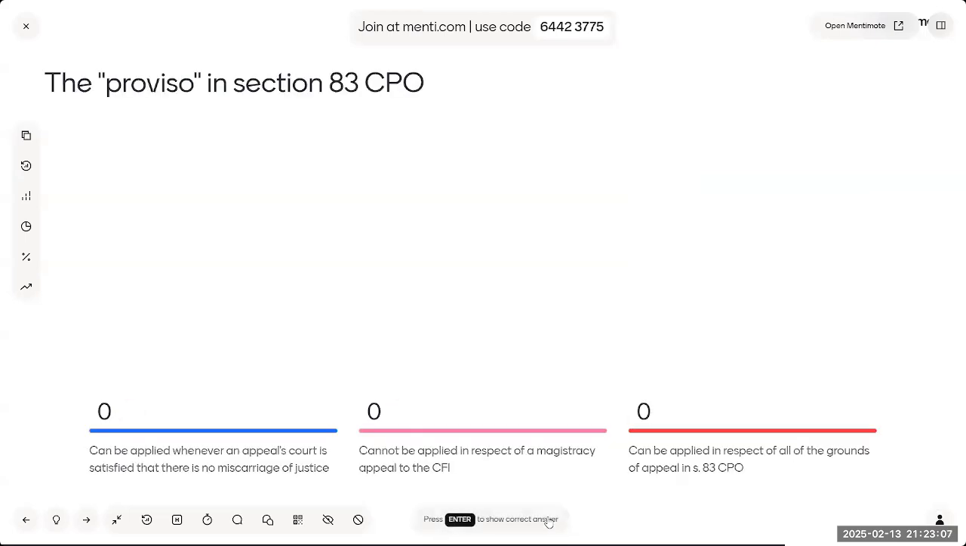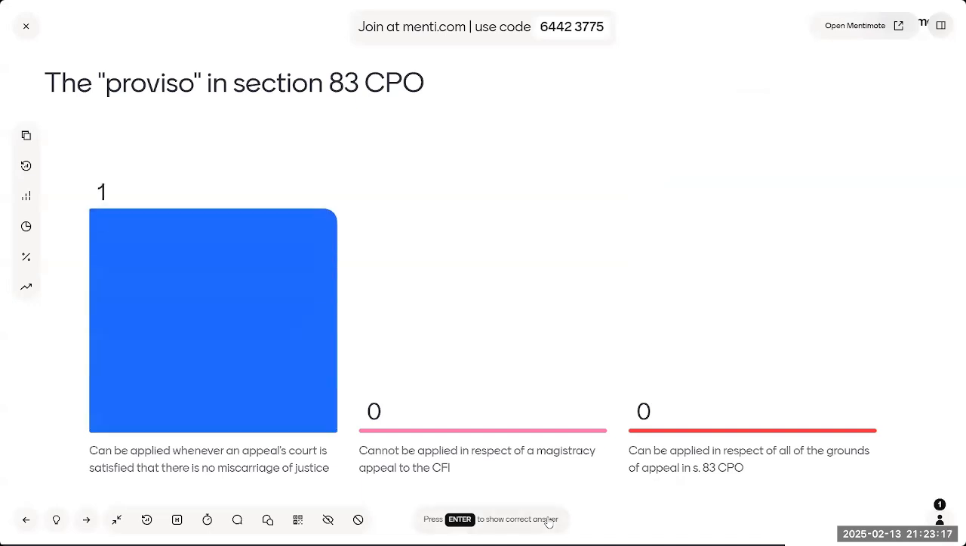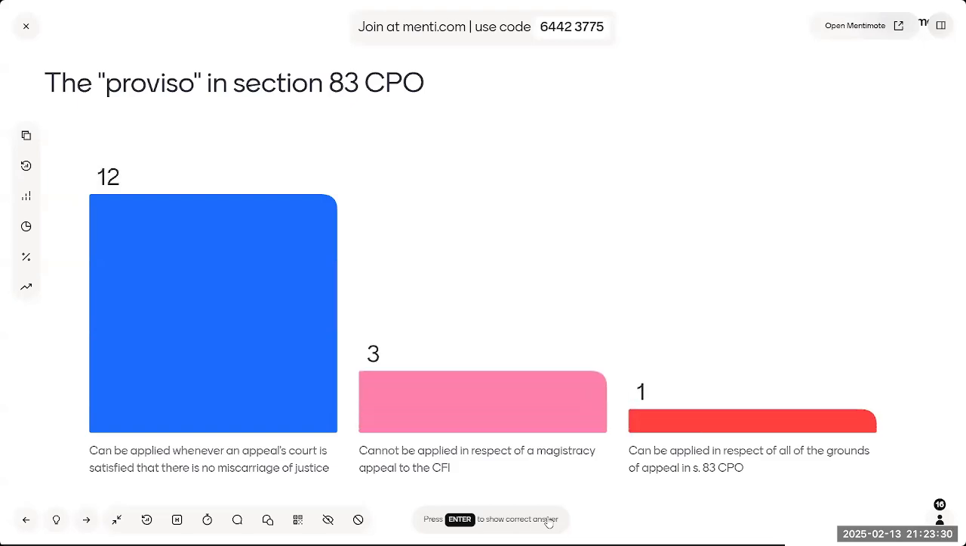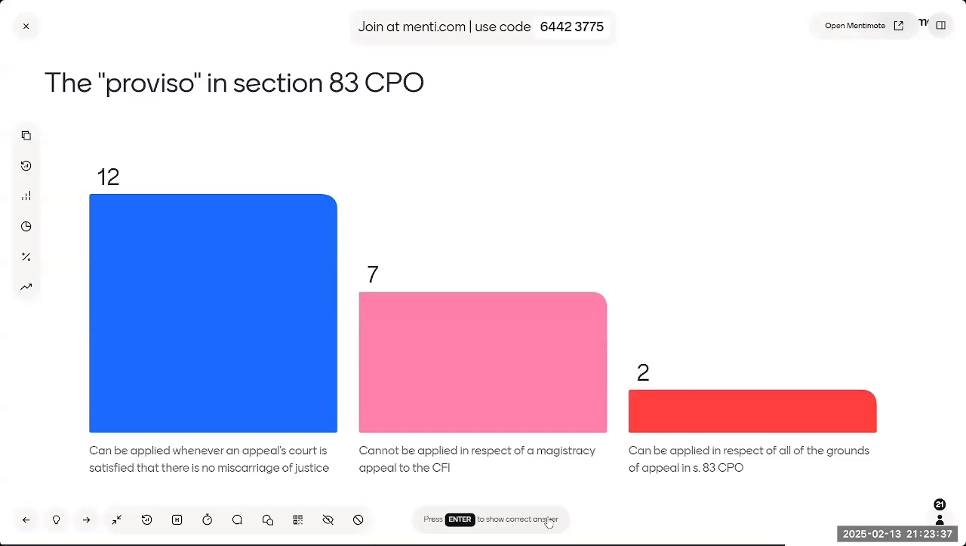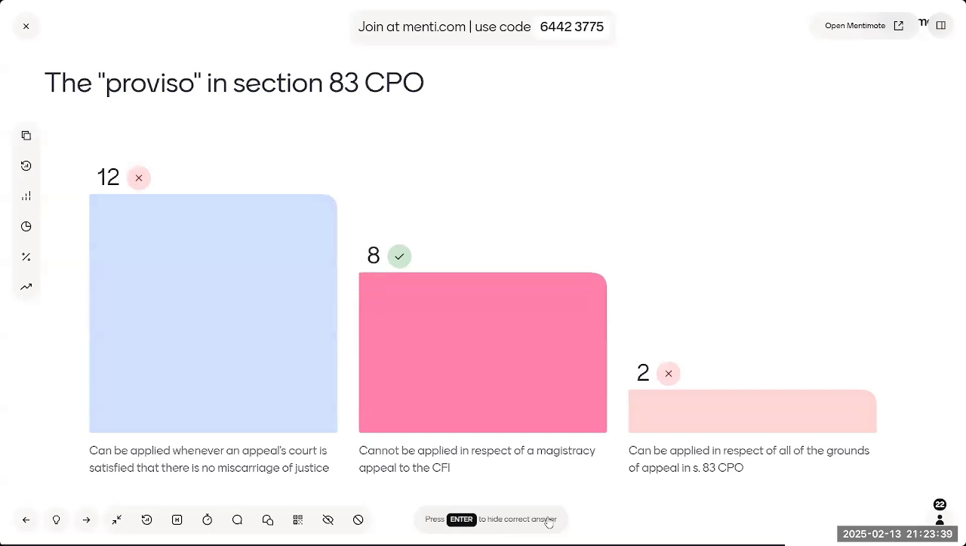The proviso in Section 83 can be applied whenever an appeals court is satisfied there's no miscarriage of justice, cannot be applied in respect of a magistracy appeal to the CFI, can be applied in respect of all of the grounds of appeal in Section 83. Ooh, most people think A, but are they right? Correct answer is B. Remember, the proviso does not apply to magistracy appeals. Too late.